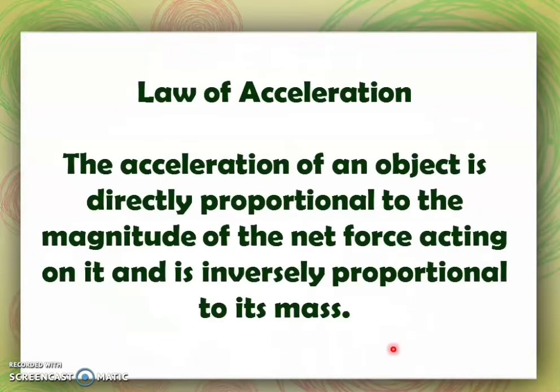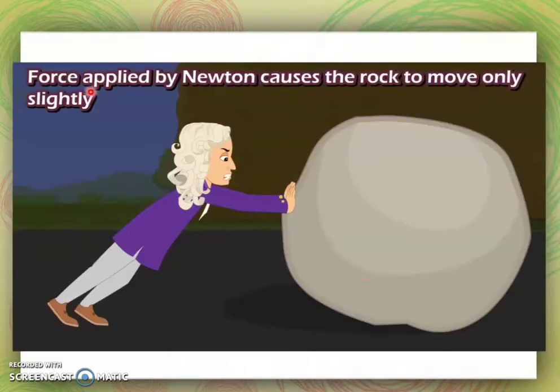Let's define. The acceleration of an object is directly proportional to the magnitude of the net force acting on it and is inversely proportional to its mass. So, if the magnitude of force is greater, acceleration is also greater. But if the mass is greater, then acceleration lessens. Simple, right? Here's an example.